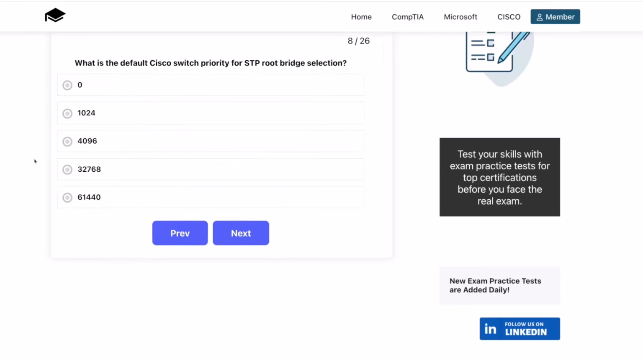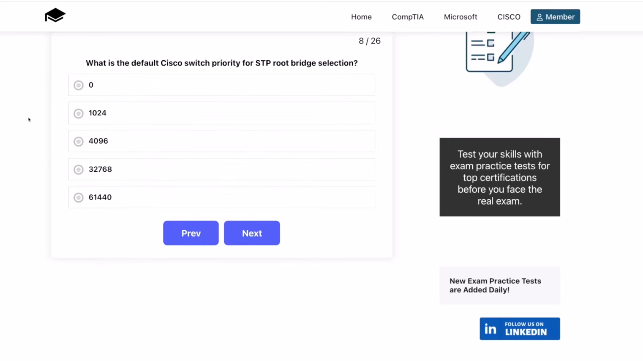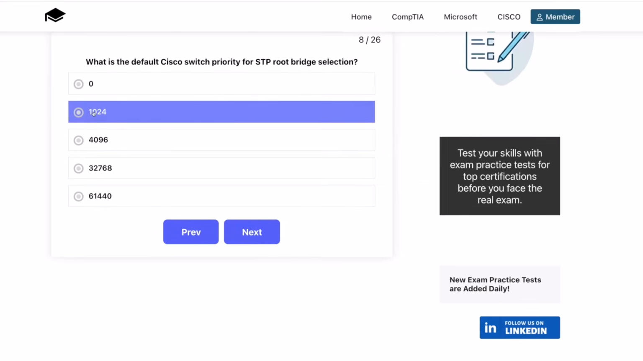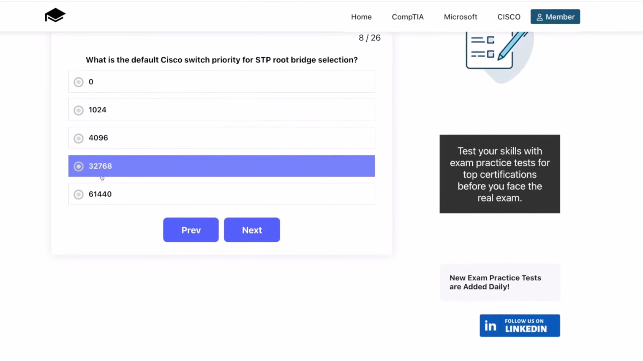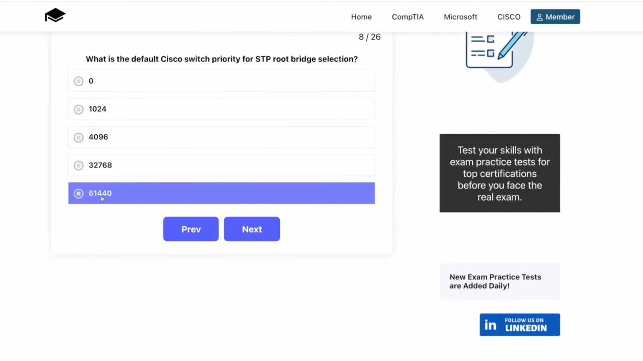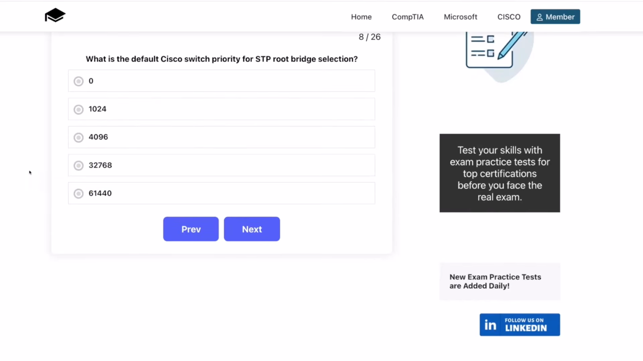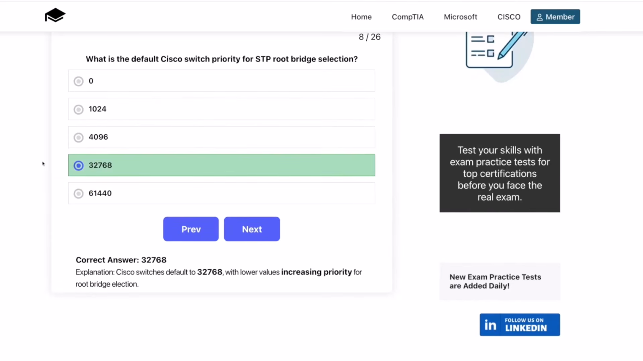All right, question 8. What is the default Cisco switch priority for STP root bridge selection? Is it 0, 1024, 4096, 32768, or 61440? The correct answer is 32768. Cisco switches default to 32768, with lower values having higher priority for root bridge election.